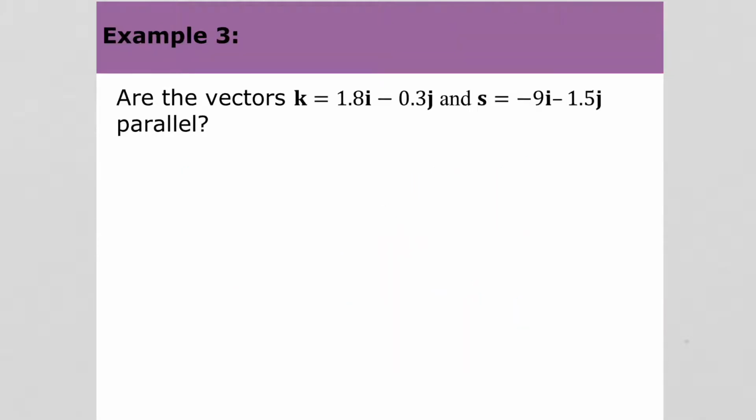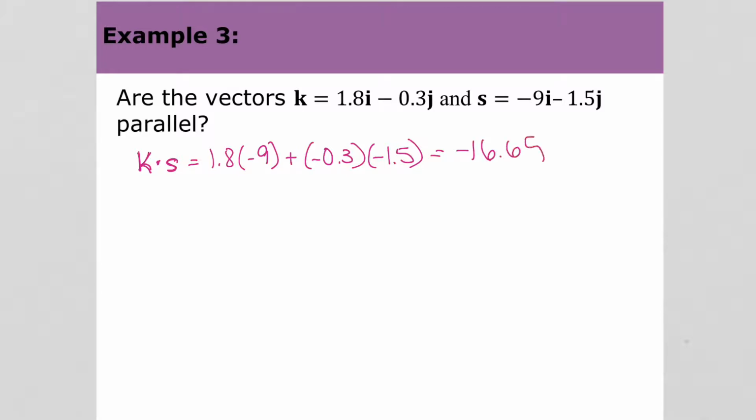So in the next example, we're going to test, are these vectors parallel? To test and see if they are parallel, we first need to find the dot product. So the dot product would be 1.8 times negative 9 plus negative 0.3 times negative 1.5. And that is negative 16.65.